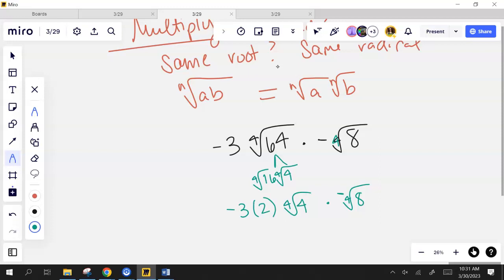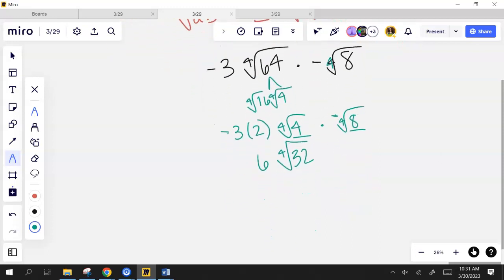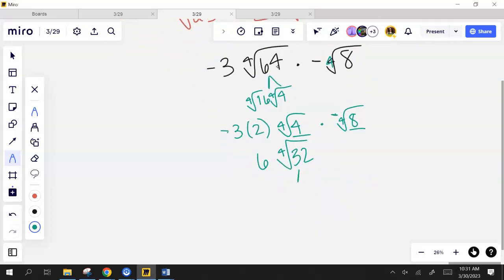So now I'm going to multiply everything outside the radicals together and everything inside the radicals together. So I've got a negative times a negative, which gives me a positive. So I end up with 6 times the 4th root of, what's 4 times 8? And now I need to try to simplify again. I know, 16 and 2. So I get 6 times 2 times the 4th root of 2.